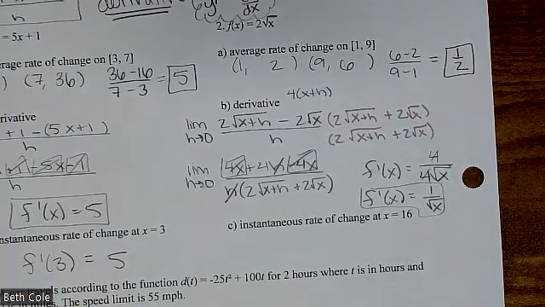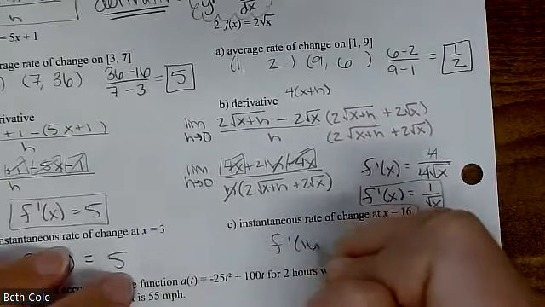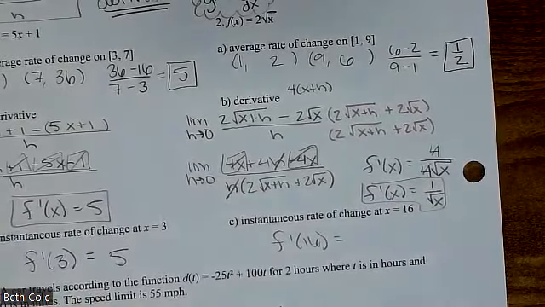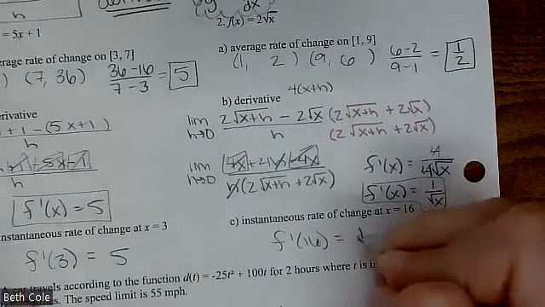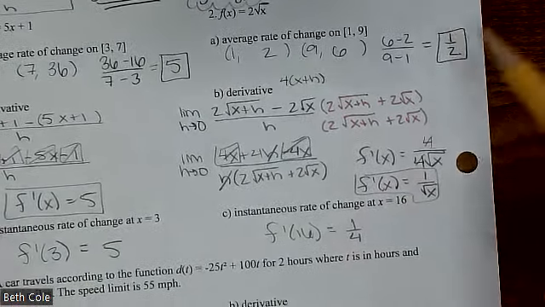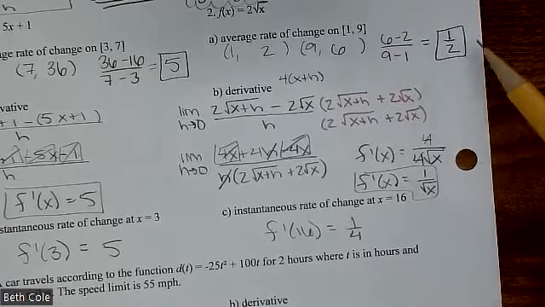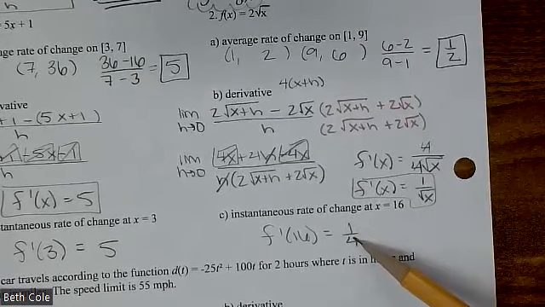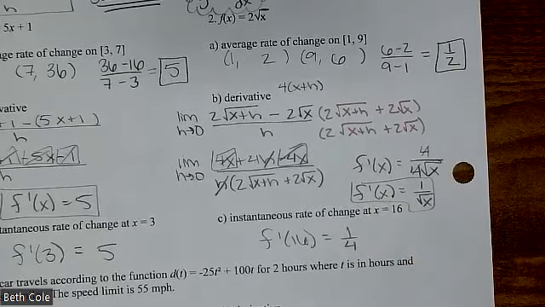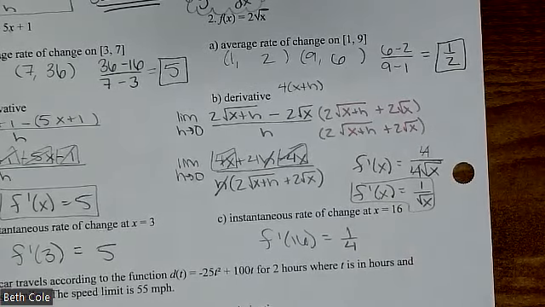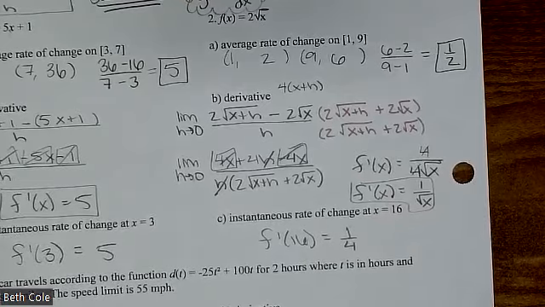Okay. Now, instantaneous rate of change at 16. That means you're going to plug in 16 to your derivative. 1/4. So what I want you to notice is, do you see how the average rate of change over this interval was 1/2, but the instantaneous at that one point was 1/4? How those aren't the same? Remember Alice going for the walk as we brought it in? It was different? Yeah. Okay, cool.